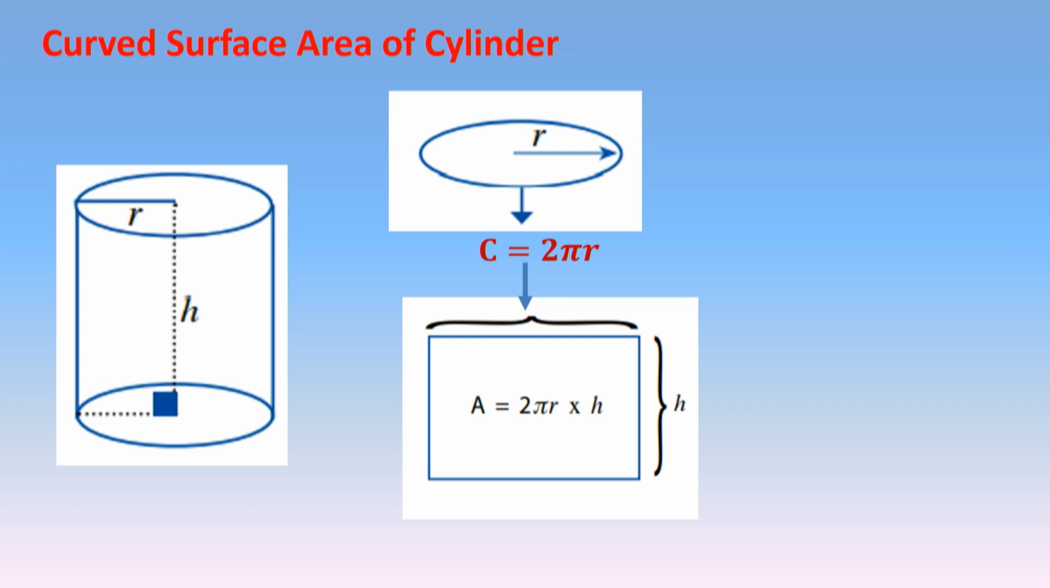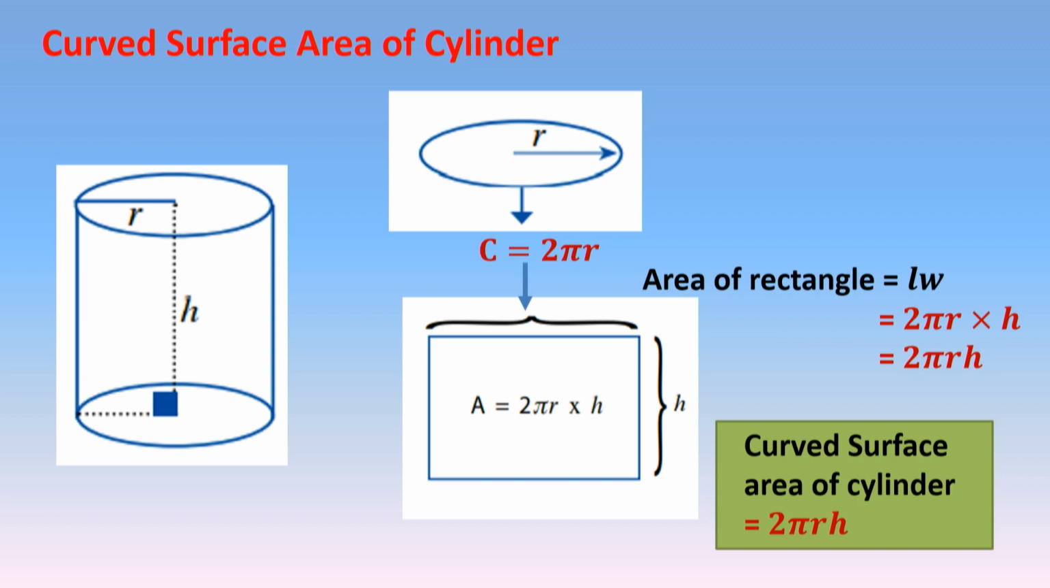The length is 2 pi r, the width is h, so the area will be 2 pi r times h, because the area of the rectangle is given by length times width. So the curved surface area of the cylinder will be given by 2 pi r h. Here we are only talking about the curved surface part. So the curved surface area is 2 pi r h.